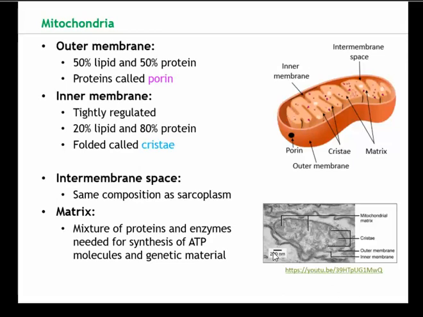This here is a picture of what a real mitochondria looks like under a microscope. We can see all the structures that we just mentioned. This YouTube video here goes into mitochondria in more detail, so you can click on it on your slides on your own to get more information.